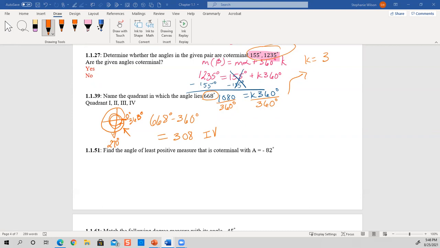Okay. So the next one says, find the angle of least positive measure that is coterminal with A equal negative 82 degrees. All right, this one's going to be a little bit more work. So we want to find the least positive measure. Remember the coterminal angles differ by a multiple of 360 degrees because that's the complete circle. Well, what can I do? I can take this negative 82 degrees and add it to the 360, and it gives me 278 degrees.